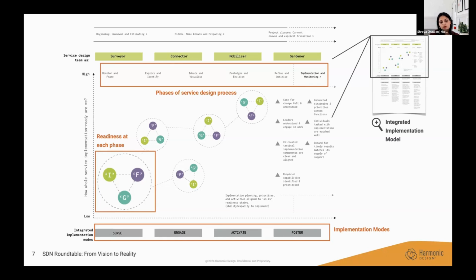And at the bottom, what it's showing is different implementation modes. So as you're moving through the service design process with this idea of having day one implementation, you consider starting to think about implementation all the way from the monitor and framing stage. And in that phase, you're basically taking the mode of sense. You're understanding what is happening around you. You're making sense of the different practices, beliefs, and legacy systems that exist. And you're just gathering as much information as you can. Similarly, as you move forward in the process, you're engaging, activating, and eventually fostering.